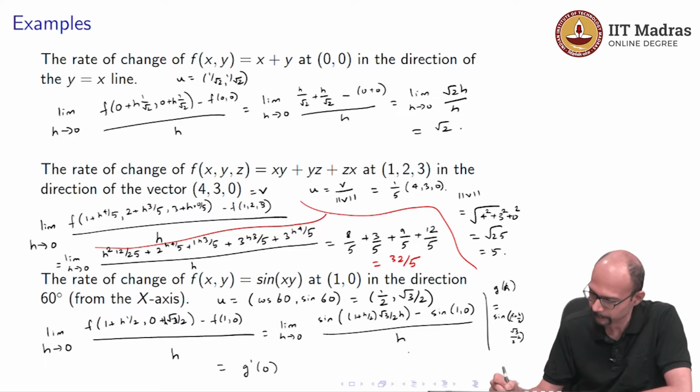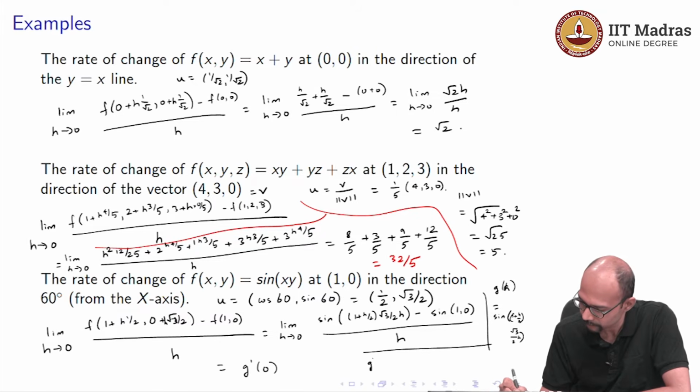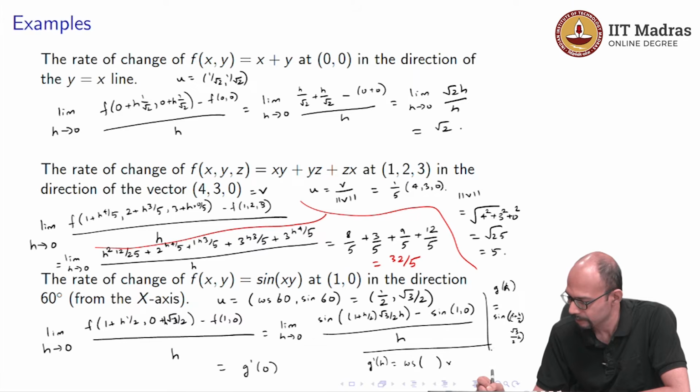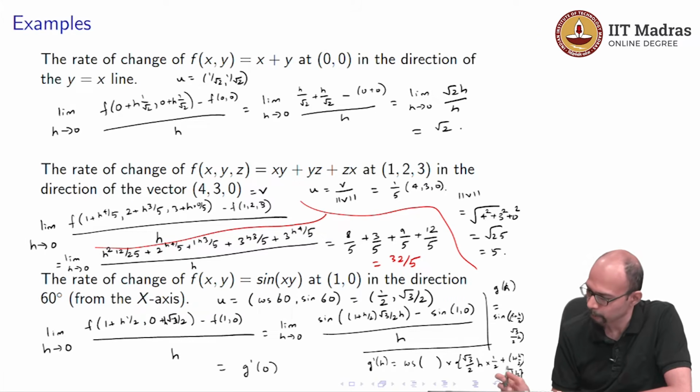So, here if we evaluate g prime of h, we get cosine of the same thing multiplied by, so root 3 by 2 h times this is 1 plus h by 2, so times half, plus 1 plus h by 2 times root 3 by 2, right. This is using the composition rule.